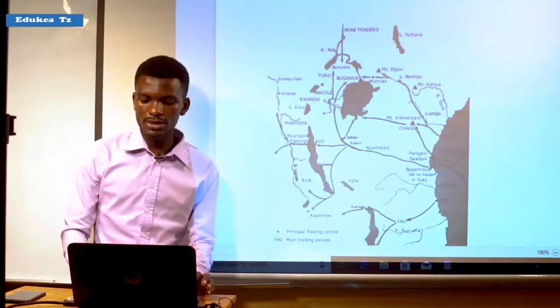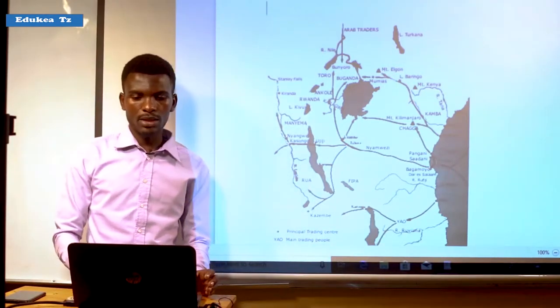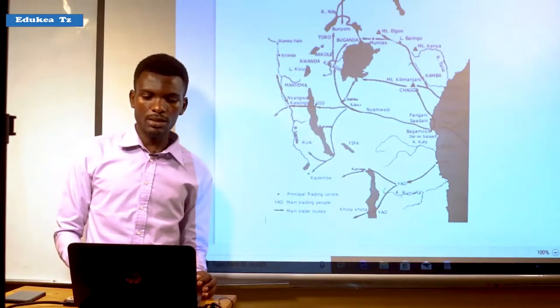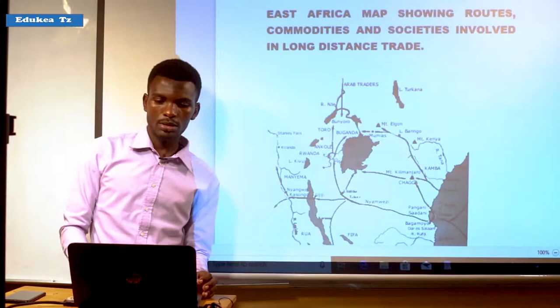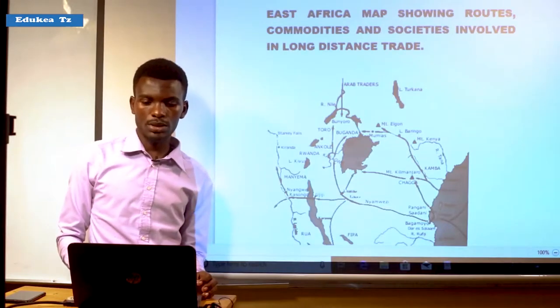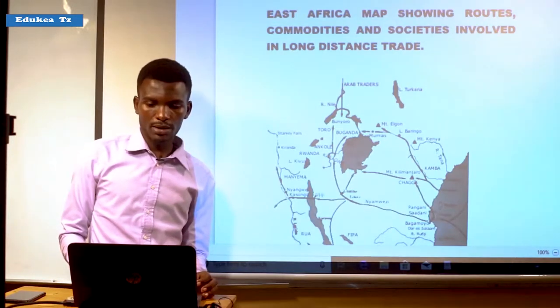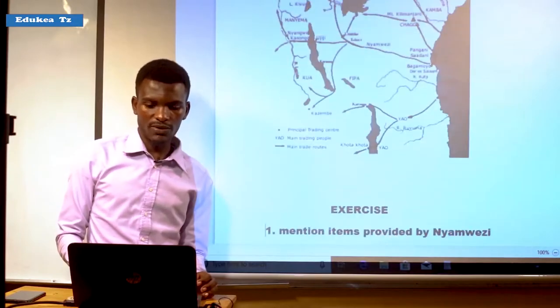So that was the East African map showing the commodities, I mean the trade routes that were used in long distance trade in East Africa. It means showing the society.